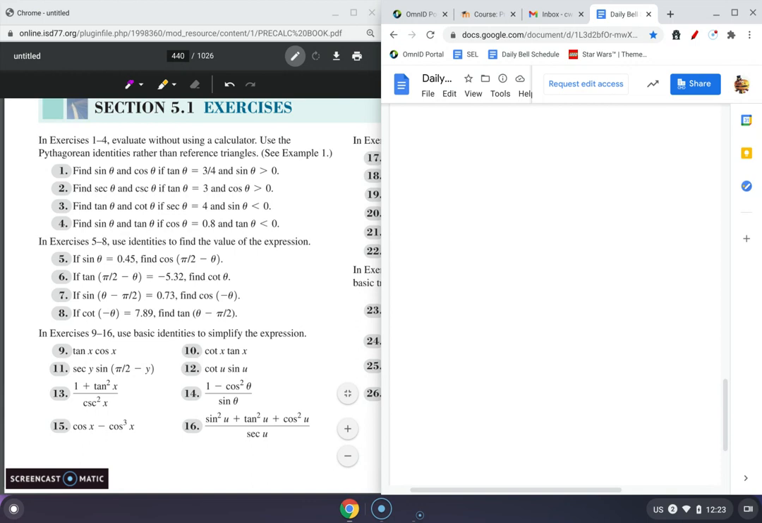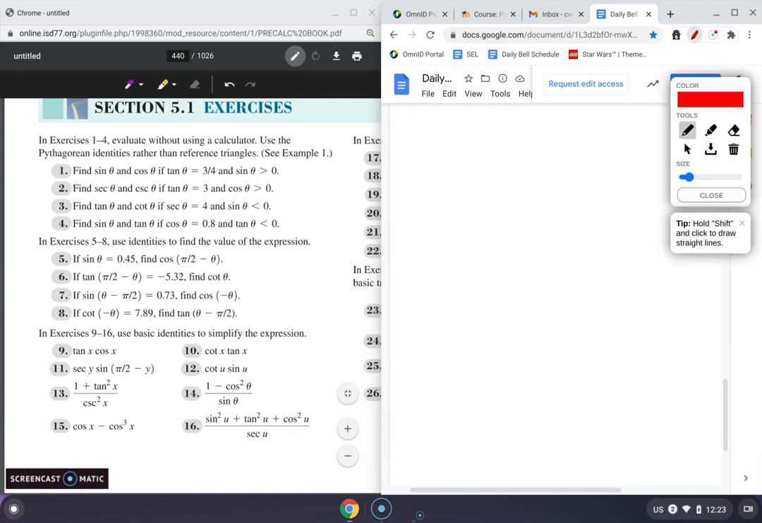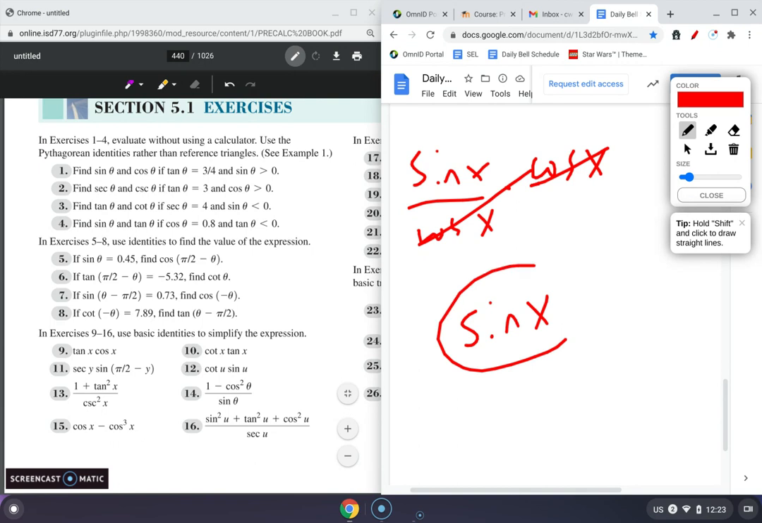Tan x cosine of x. So we want to simplify that down as best we can. Well, what can we turn tangent into? Well, tangent is sine over cosine. We take that times cosine, then the cosines cancel, and you are left with sine x. So number 9 would be the sine of x. Okay?